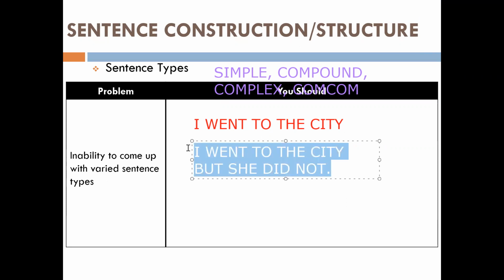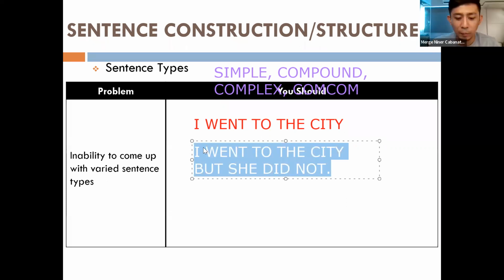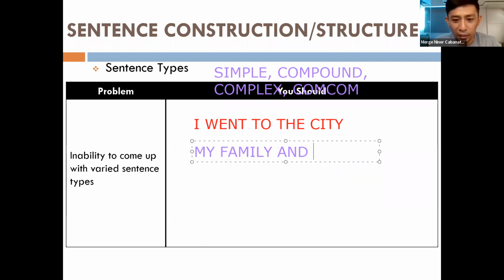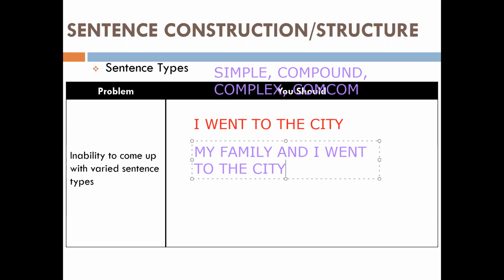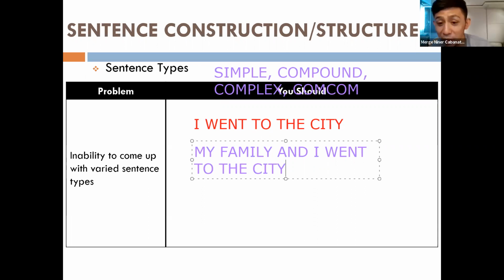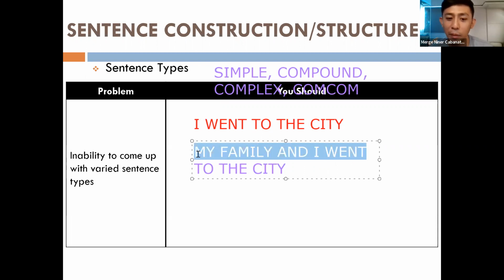So, what about this? Riza, ikaw naman, Riza. My family and I went to the city. Riza, yan ba ay simple, compound, complex, or compound complex? Simple po, sir. Simple. Di ba? May family lang at saka "and," conjunction. Ang kinumbine lang naman niya is yung subject, my family and I. Pero isa lang yung iyong verb. So, simple sentence lang ito. Okay, thank you very much guys for participating.